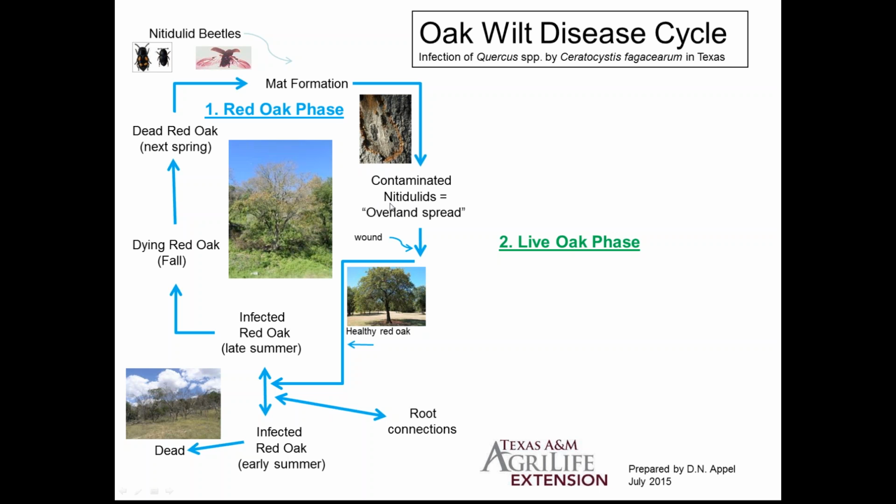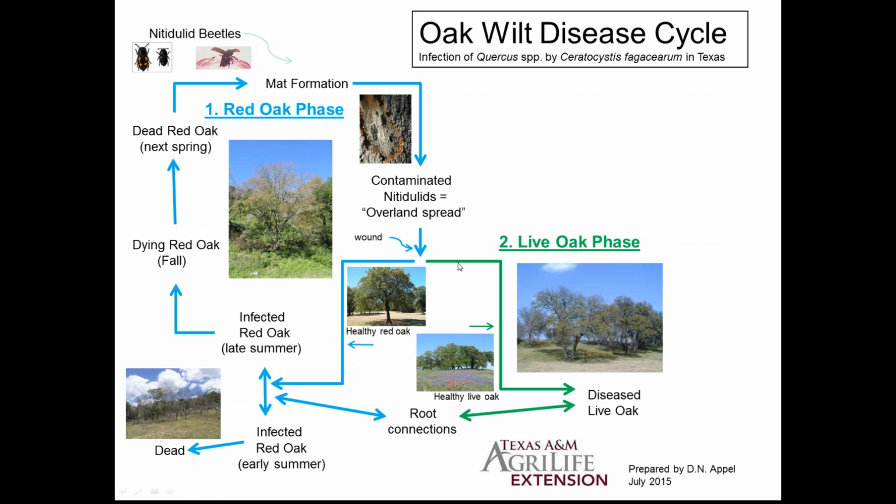Now, our knitted dullard beetle might also be attracted to a wound on a live oak. And just as an aside, red oaks can be connected to live oaks by root connections. So a live oak might be infected by means of root connections and root grafts, or the live oak may be infected by the knitted dullard beetle flying to a wound on a diseased live oak.